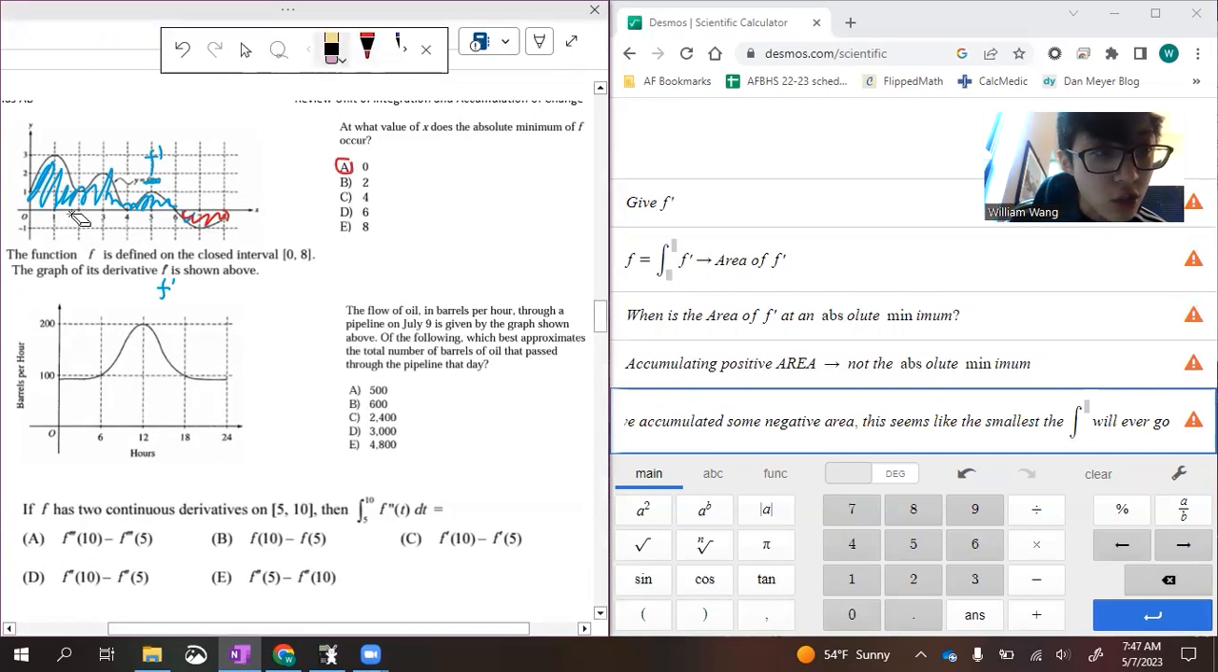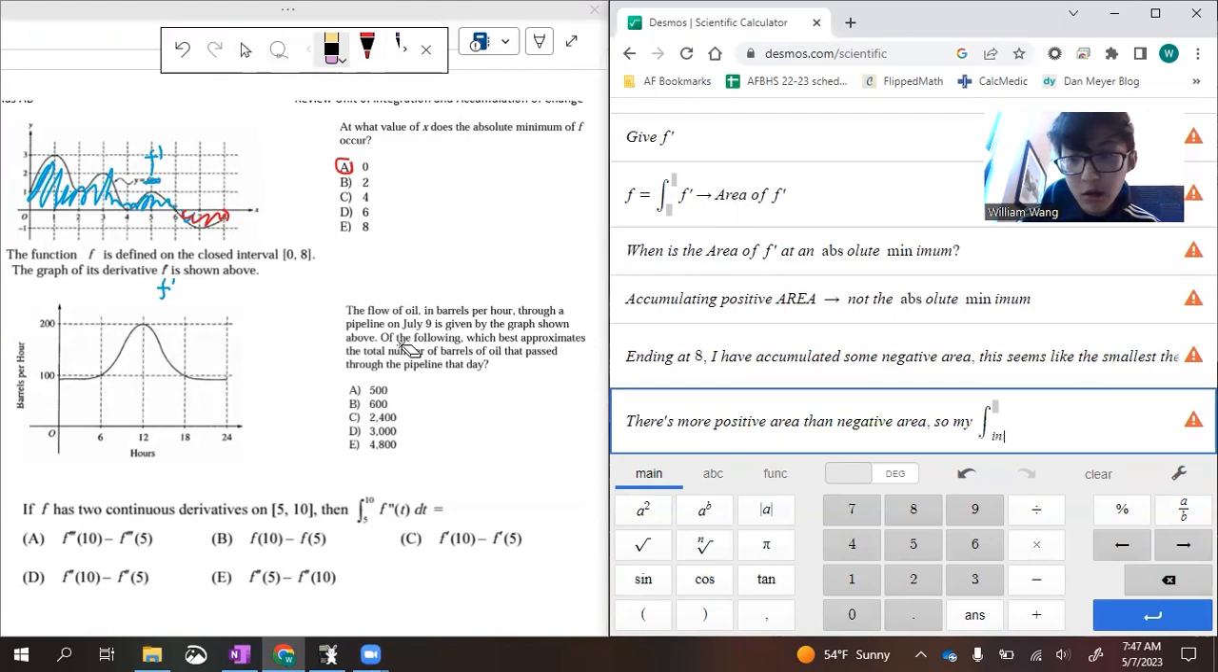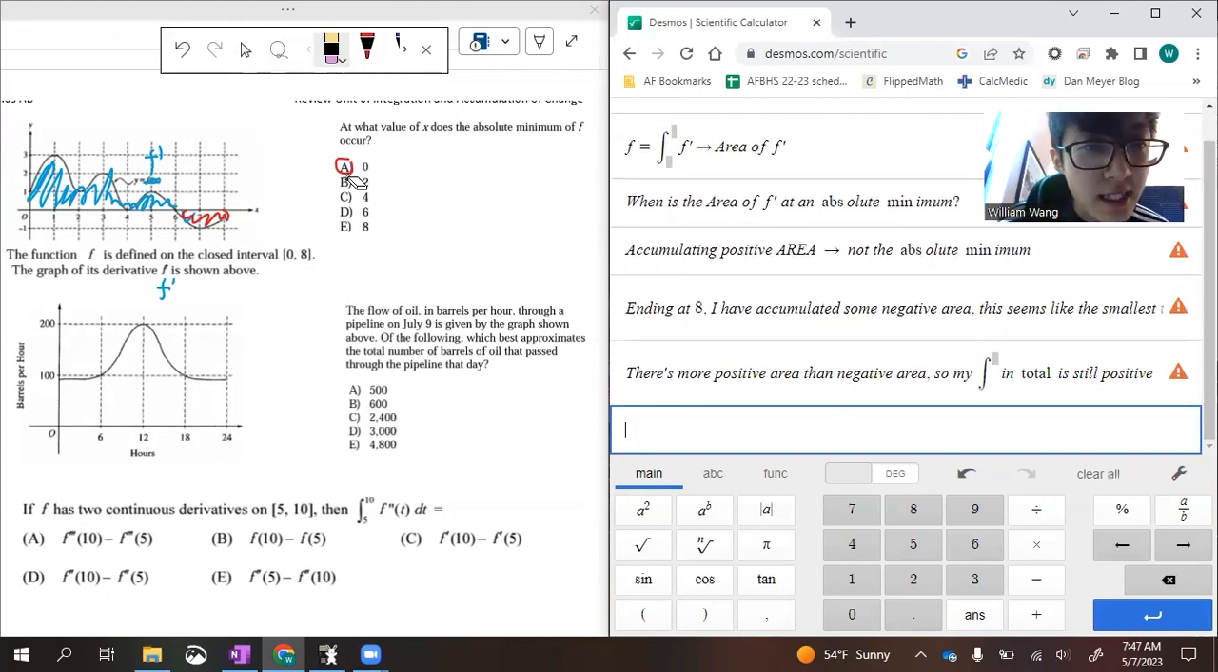So think about it this way. Sure, I've accumulated some negative area, but in total, from what I drew, there is more positive area than negative area, right? So my integral in total is still positive, right? But what happens if I stop at 0? As in, I just don't accumulate any area. I tell my integral to just cut it off right at the beginning. That's actually going to be the right answer, right?